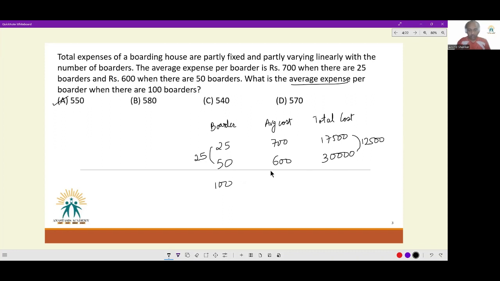Now, this increment will happen in a proportional fashion because the fixed cost will always remain the same. The increment is on account of variable cost, and variable cost changes proportionally to the number of boarders. Because the increment in number of boarders is 50, the increment here should be 25,000. This is 25 and 10,500, and this has doubled. This will also double, so the total cost here will be 55,000, and therefore the average cost is 55,000 by 100. The average cost in this instance will be 550.